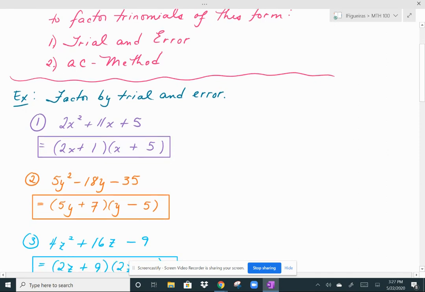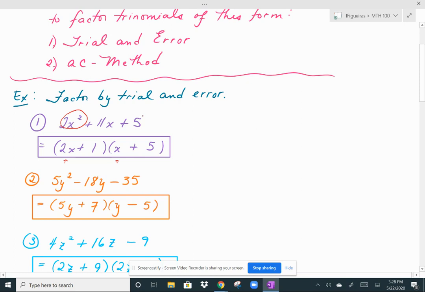So with trial and error, you need to remember that when you are factoring a trinomial of this form, you are doing the opposite of foiling. So you're going backwards. You want to express your trinomial as a product of two binomials, using integers and variables where appropriate. In order to get 2x squared in the first position of your trinomial, you're going to need a 2x and an x in the first position of your binomials.